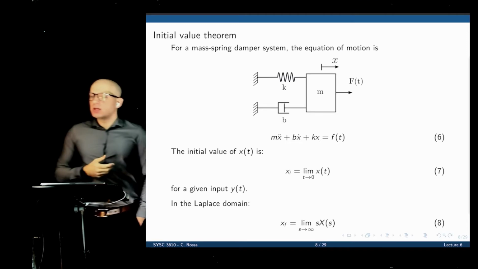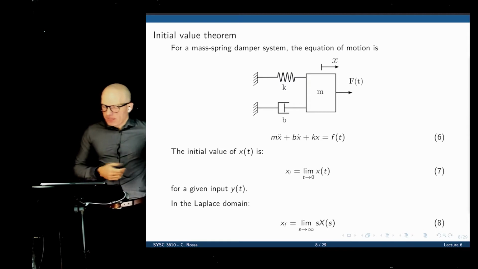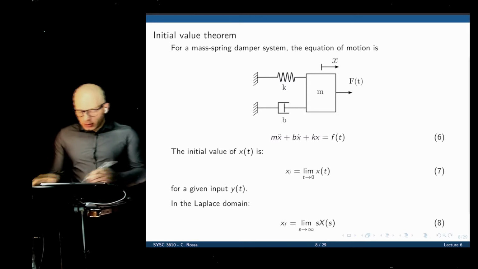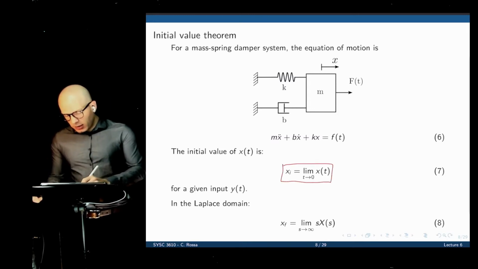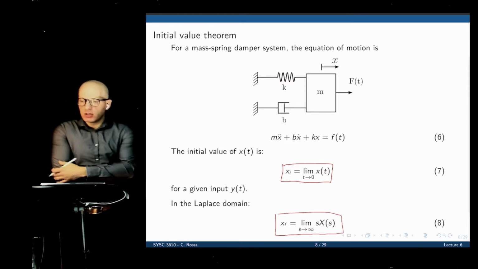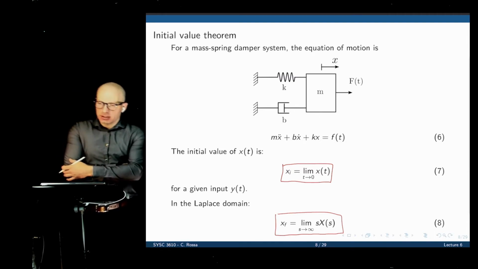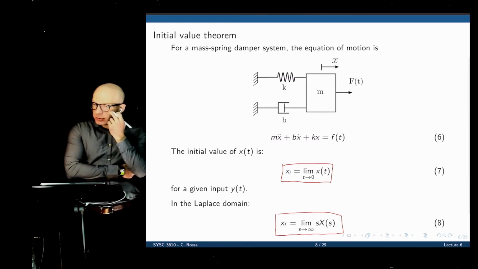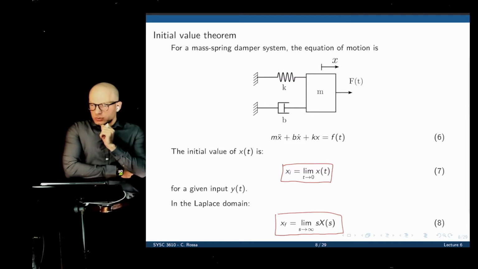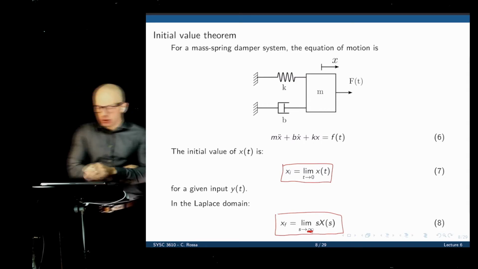Now we can also look at the initial value. Where does the system start? It's the same idea, except that instead of looking at time tending to infinity, we look at time tending to 0. In the Laplace domain, we do the opposite, and we make s tend to infinity. So the initial value is where the system starts, and it would be s times x of s, the function we want to compute, all that when s tends to infinity. To 0 would be the final value, to infinity, the initial value.